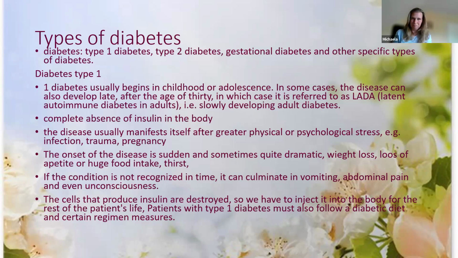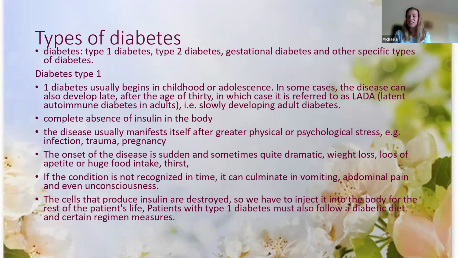That's why this is one of the symptoms where doctors usually see the red light, because thirst is really a symptom leading to diabetes. If the condition is not recognized in time, these people end up with vomiting or abdominal pain. Sometimes they can even fall into unconsciousness. However, this is really a terminal state.